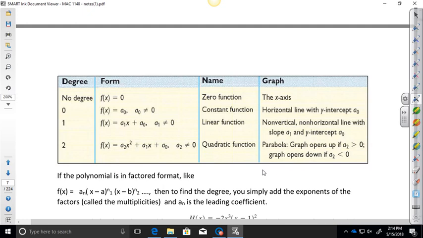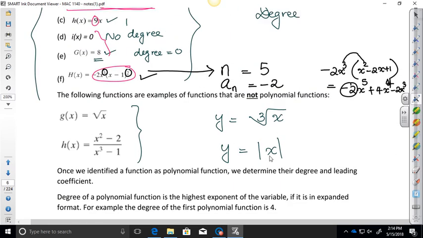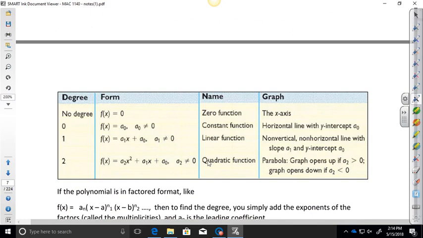No degree is y equals 0 or f of x equals 0. That's called a zero function, and the graph is simply the x-axis. If y is a constant, that's what we saw here, g of x is 8, that is f of x equals a sub 0. It's an example of that. It's a constant function, and its degree is 0.